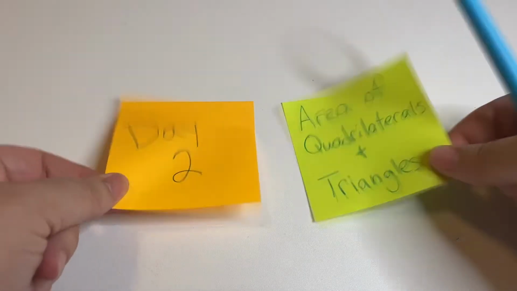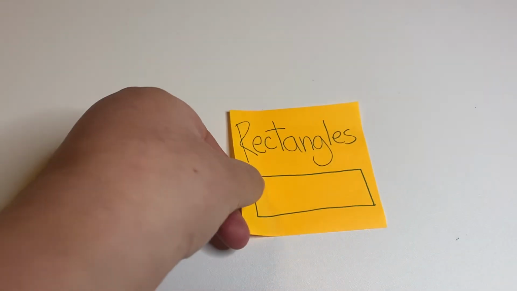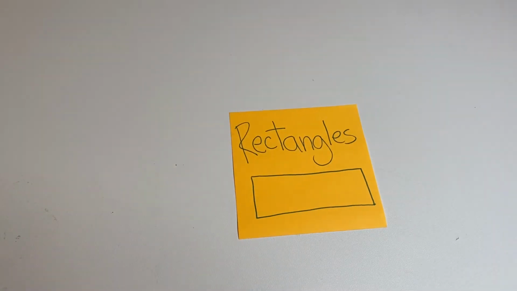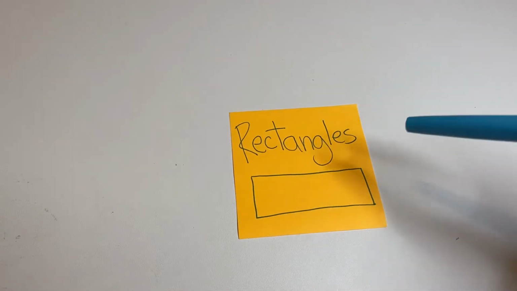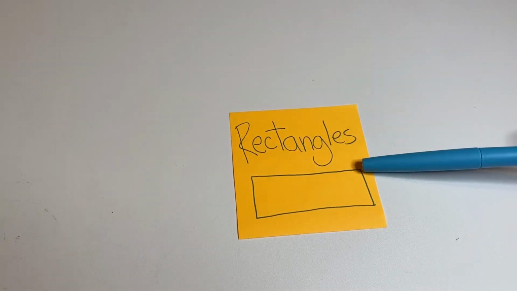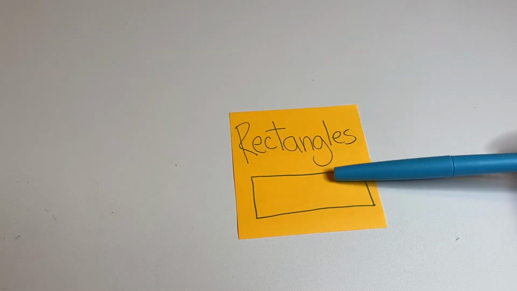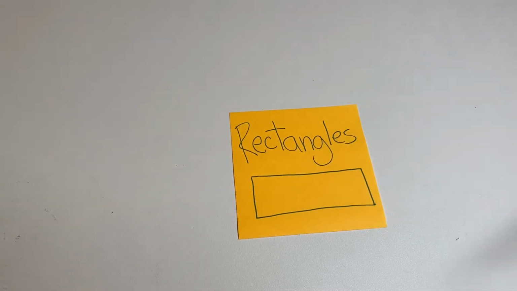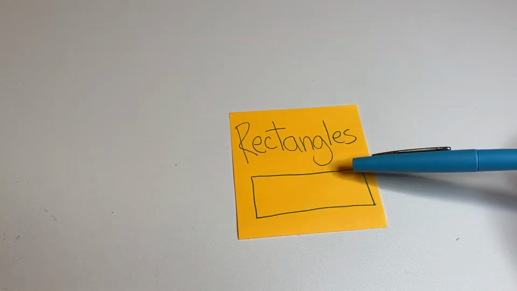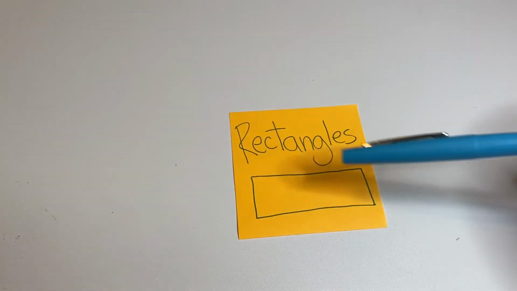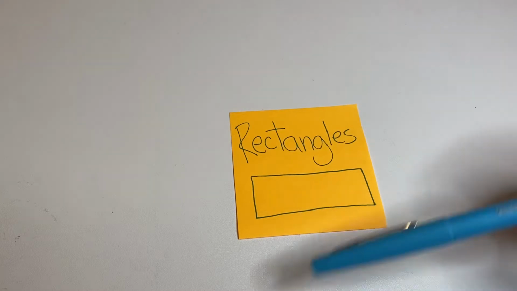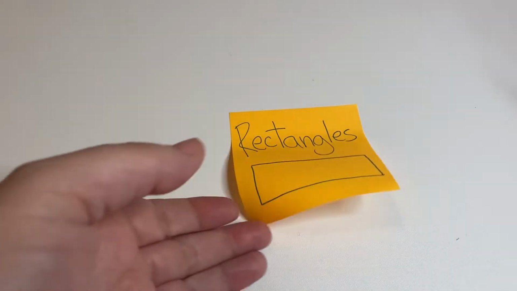So yesterday we talked about finding the area of a square, and today we're going to talk about finding the area of rectangles. Just to remind us, rectangles have 4 sides, and these 2 sides have the same length, and these 2 sides have the same length. They have 4 right angles, or 90-degree angles. So they're like a square, but stretched out, something like that.